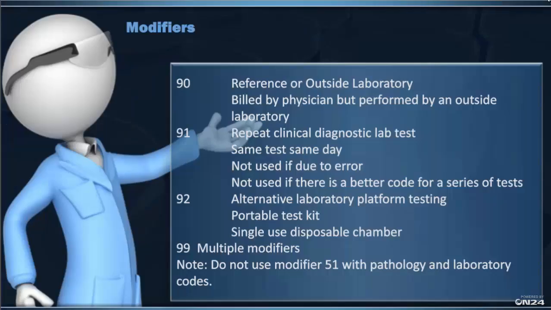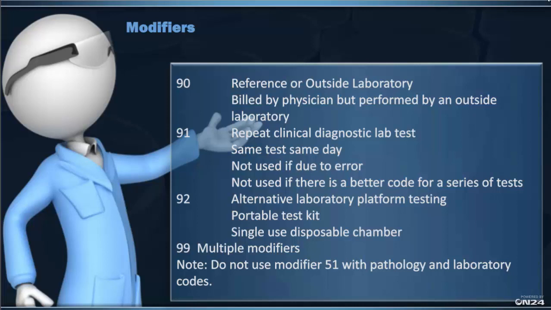Some of the most common modifiers in this section, which is the pathology section, will be modifier 90, 91, 92, and 99. Modifier 90 is for reference or outside laboratory, billed by the physician but performed by an outside laboratory. 91 is repeat clinical diagnostic lab test, same day, not used if due to an error, not used if there is a better code for the series of tests.